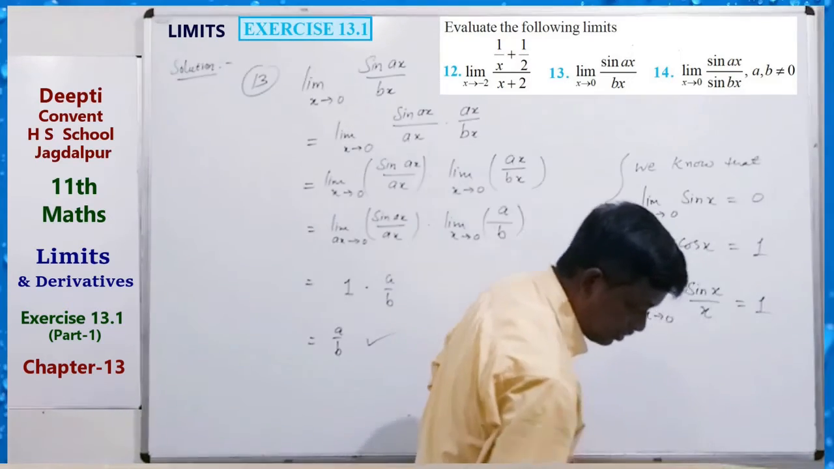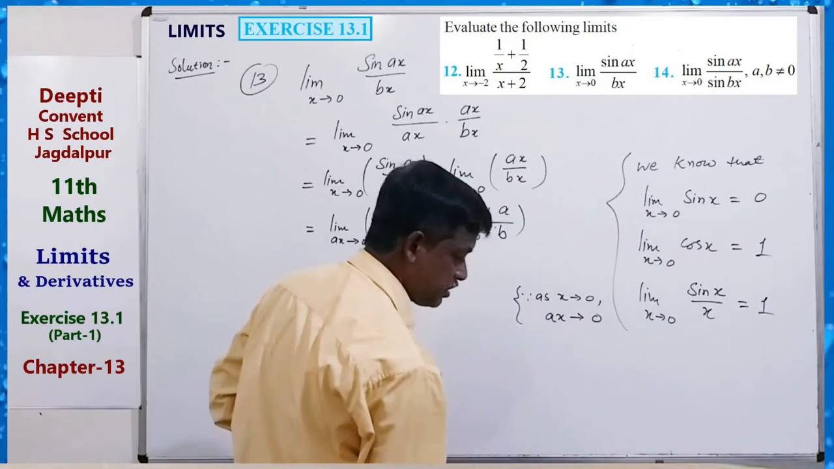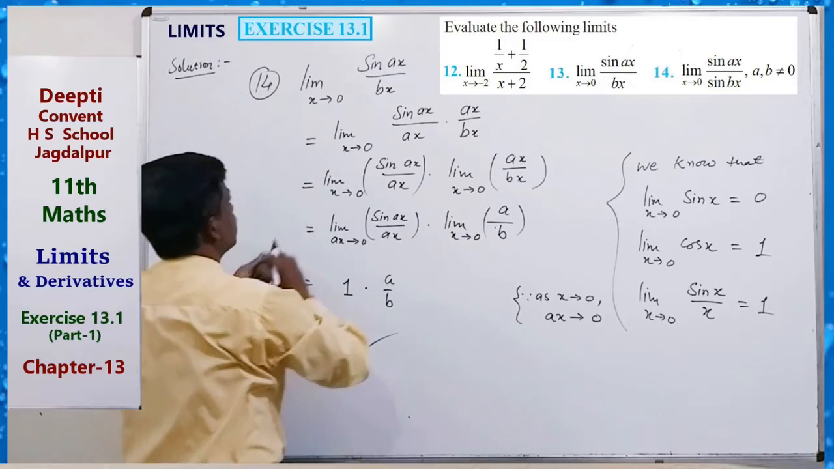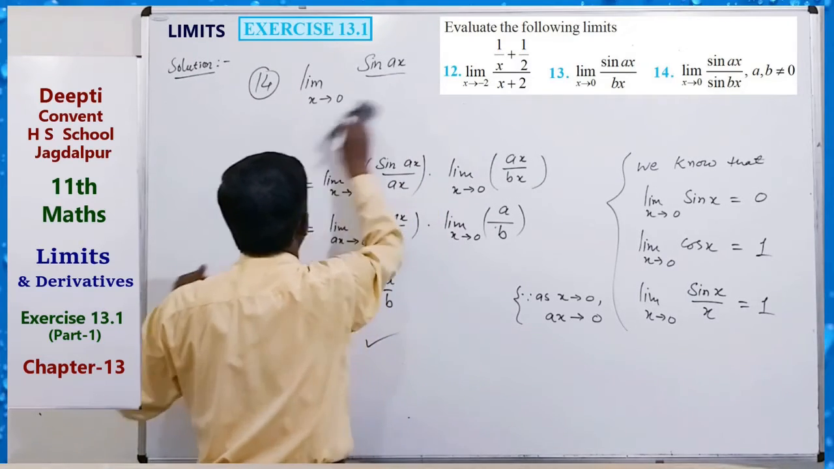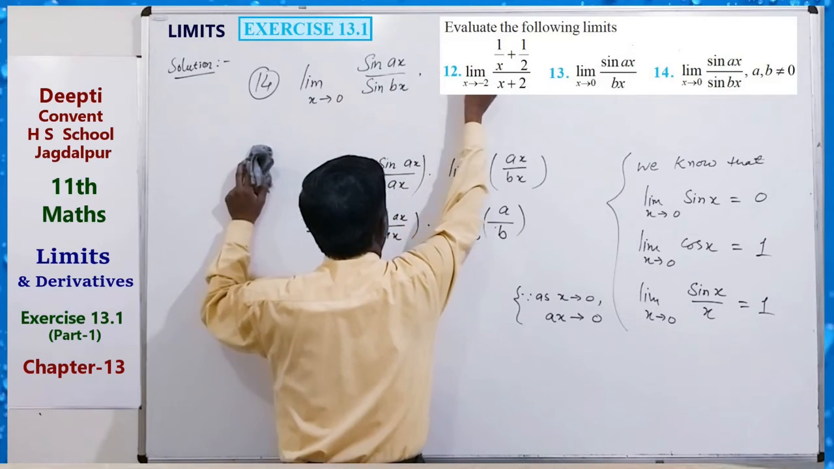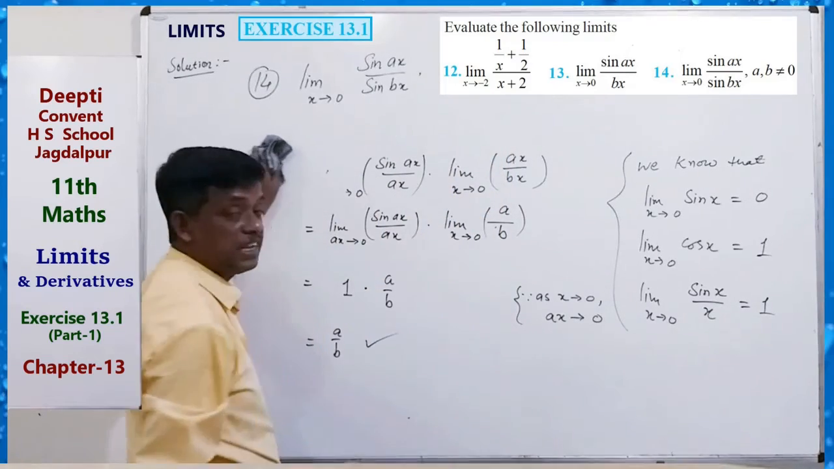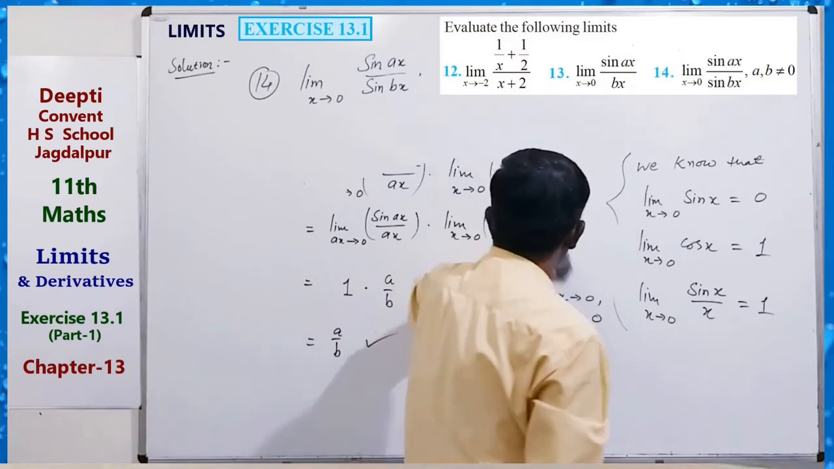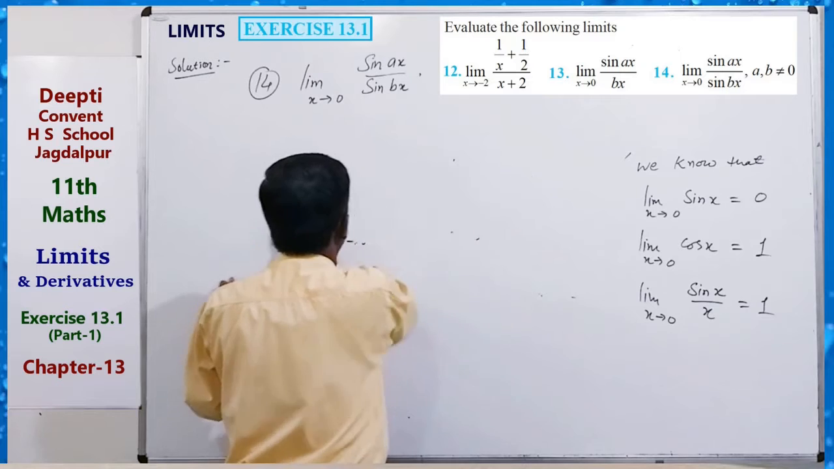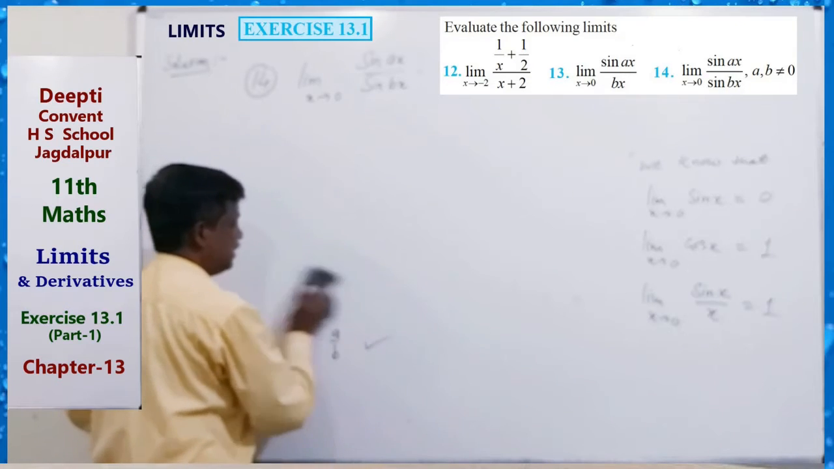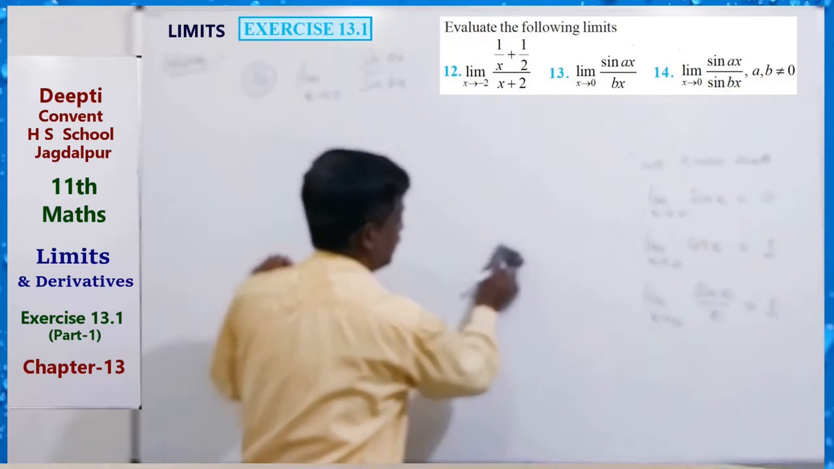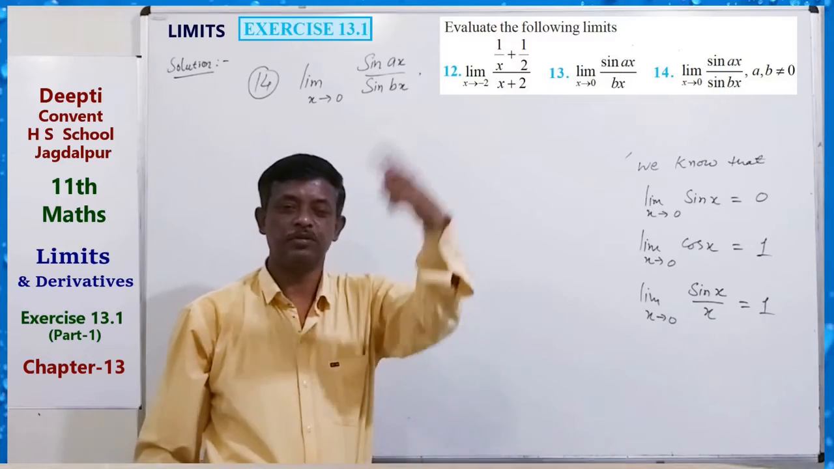Similarly, sin ax by sin bx is question 40, where the constants a and b are not equal to 0. We have to find this limit. And we know the limit is distributed over numerator and denominator also.